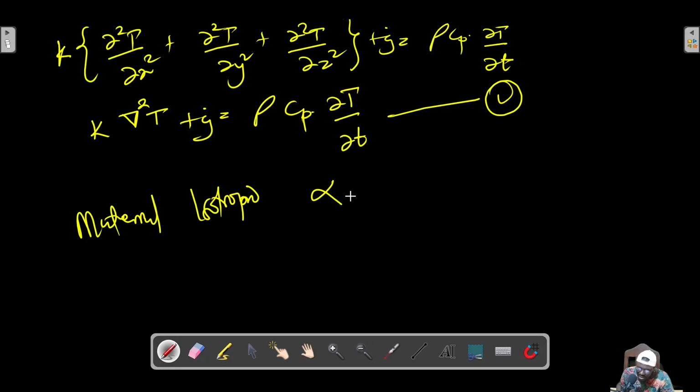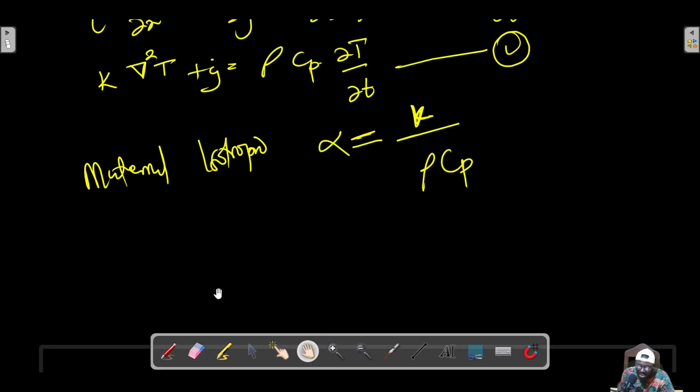Thermal diffusivity is denoted alpha. It basically tells you how heat is diffused, right? If you have a material subjected to heat, that is how that particular material can diffuse heat. That's basically what your thermal diffusivity is. Thermal diffusivity is equal to your thermal conductivity divided by your heat capacity, rho times Cp. That is your thermal diffusivity. Then I can do one thing to the equation.